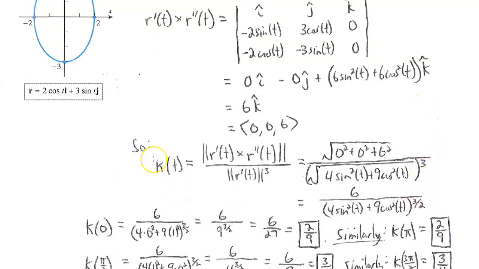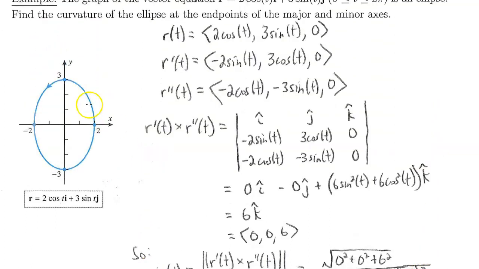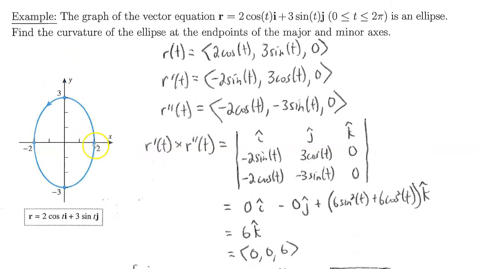So what's kappa of 0? Why did I pick 0? Because we're trying to find the curvature at the point where t is 0, which is this point here. We want to find the curvature right here at this point, and that happens when t is 0.